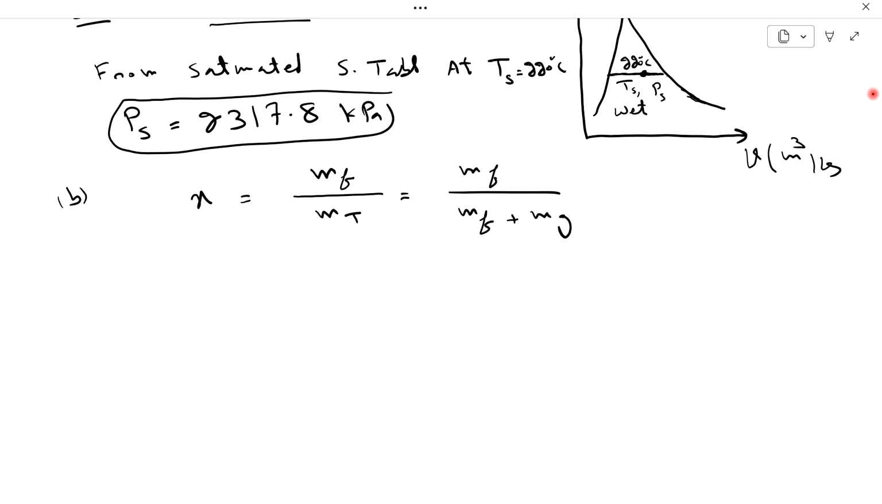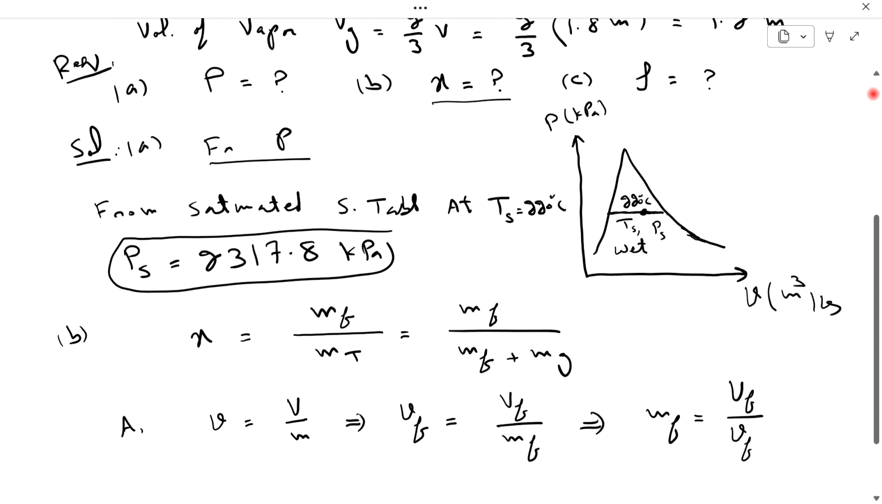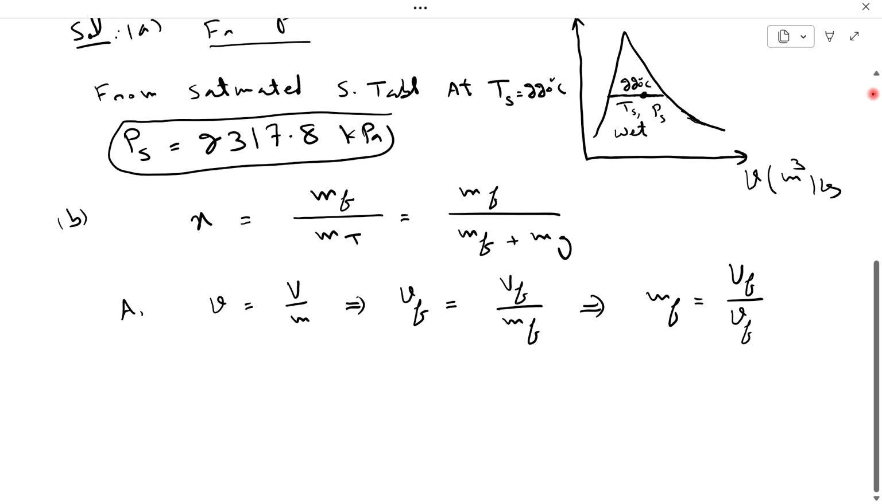For mass of liquid we know that specific volume is equal to total volume divided by mass. So from this formula we can write Vf, specific volume of liquid, is equal to total volume of liquid divided by mass of liquid. If we rearrange this equation, Mf, mass of liquid, is equal to total volume of liquid divided by specific volume of liquid. Total volume of liquid we have already found, which is 0.6 meter cube, and we can find specific volume of liquid and specific volume of vapor from the saturated steam table.